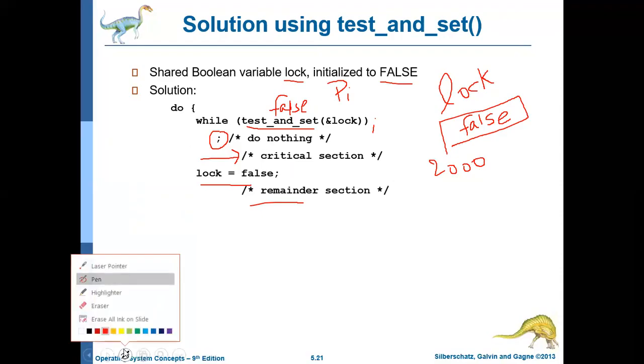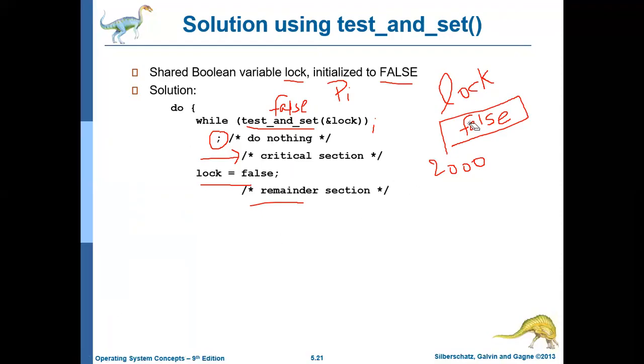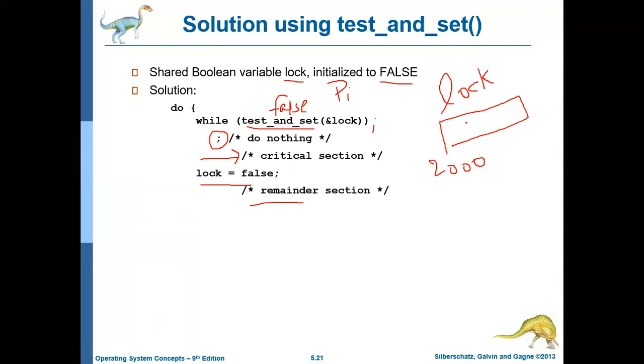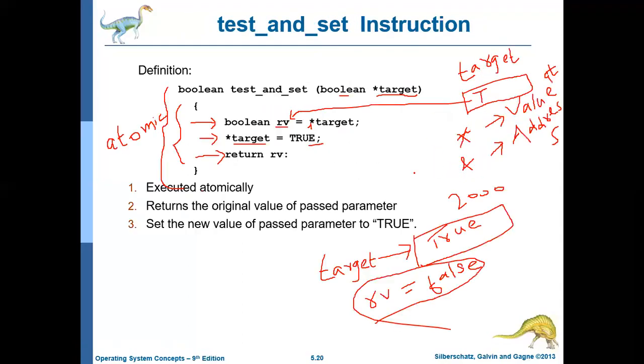Let us see what will happen if lock is true. Let us assume initially lock is not false, but lock is true. Now this process pi calls the test and set instruction, which is an atomic instruction, executed in one single stretch without any context switch in between. The lock value is true, and the same address is passed here.